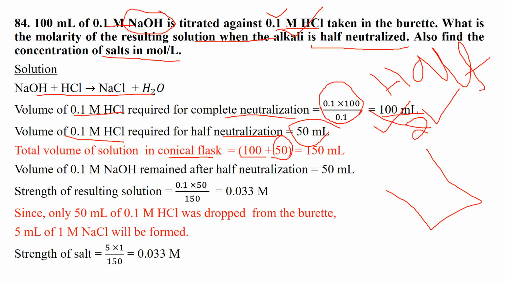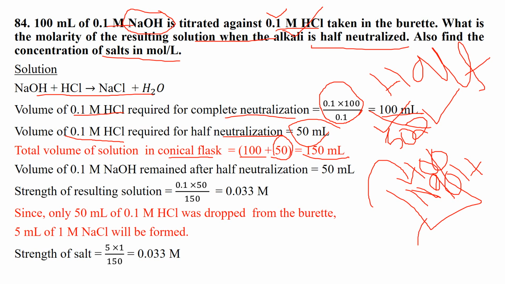50 is the volume of the HCl added. Here is NaOH. Inside the beaker, NaOH is present. Then how much amount of NaOH? 100 ml, right? 100 ml of NaOH is present inside the beaker. Then during the half neutralization, 50 ml of HCl is added. Then total volume will be 100 plus 50, that is 150. Then we have to calculate the molarity of the resulting solution when the alkali is half neutralized, right?